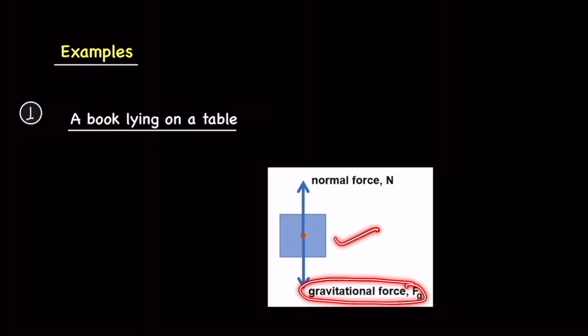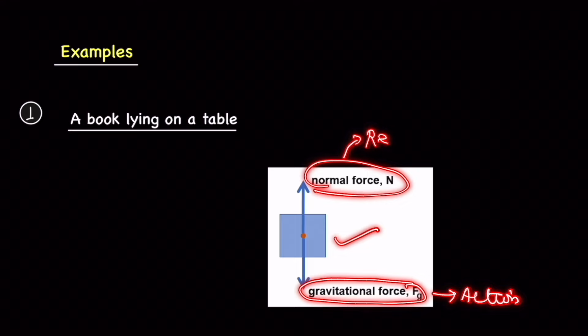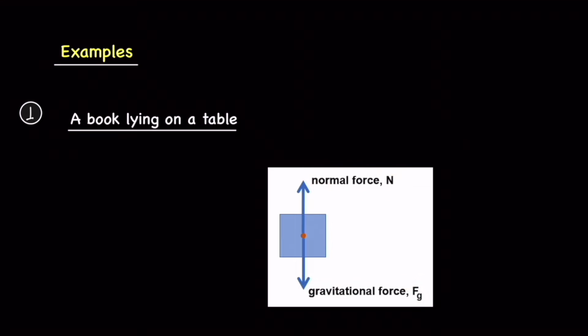Gravitational force, which is the action, and the normal force, which is the reaction. In this case, action and reaction are both equal. That's why the net force is 0, and the body is also not rotating. So this is an example of static equilibrium.